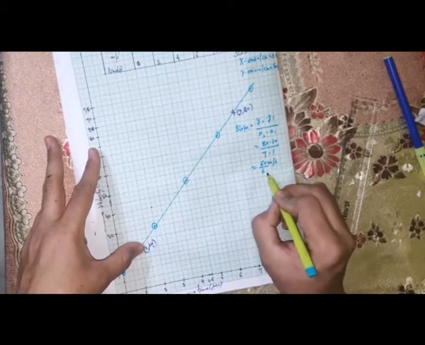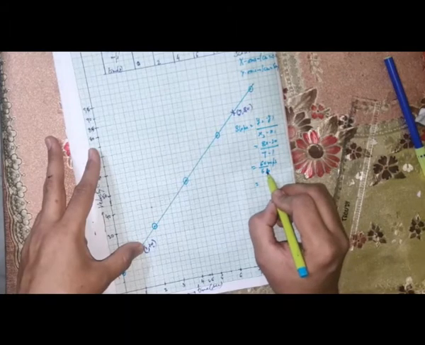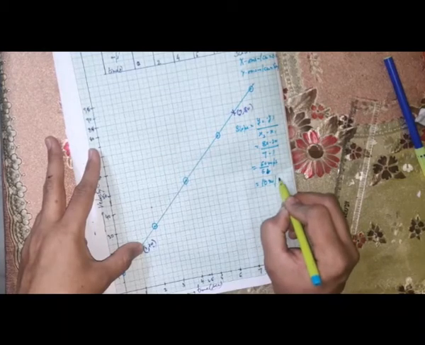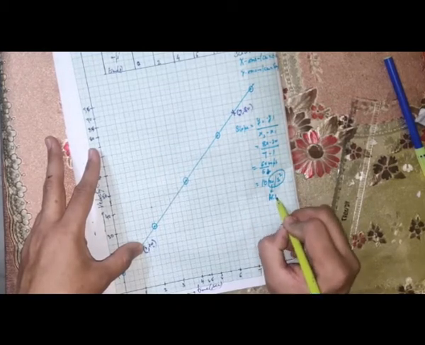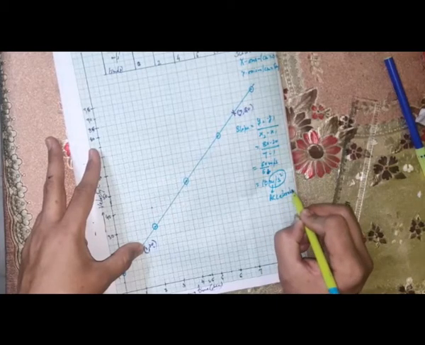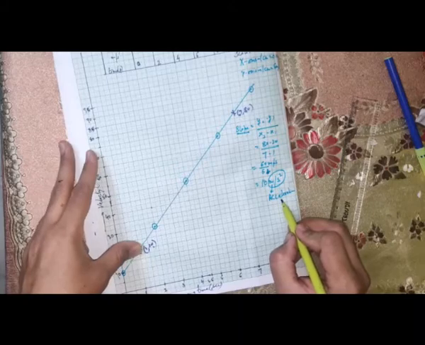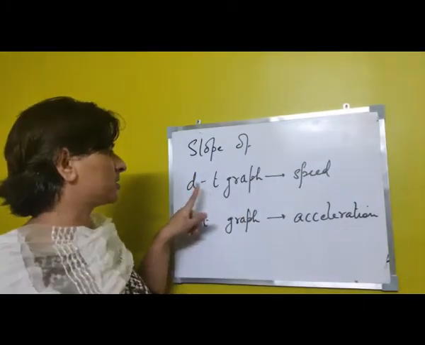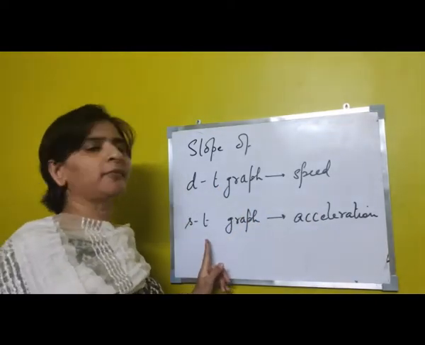60 meter per second. Meter per second upon second is what? This is 10 meter per second square, the unit for acceleration. So we see that slope of the VT graph gives us the acceleration. So we observe that slope of the distance time graph measures the speed, and slope of speed time graph measures the acceleration.